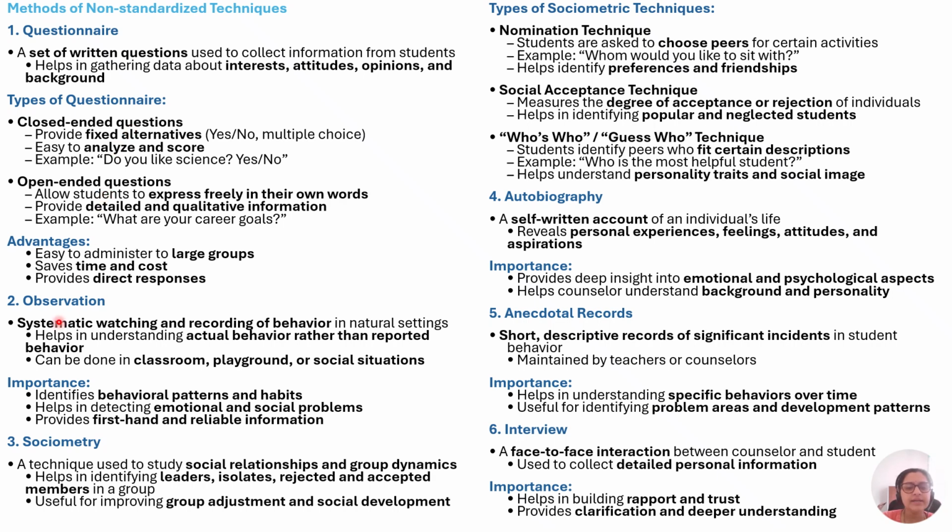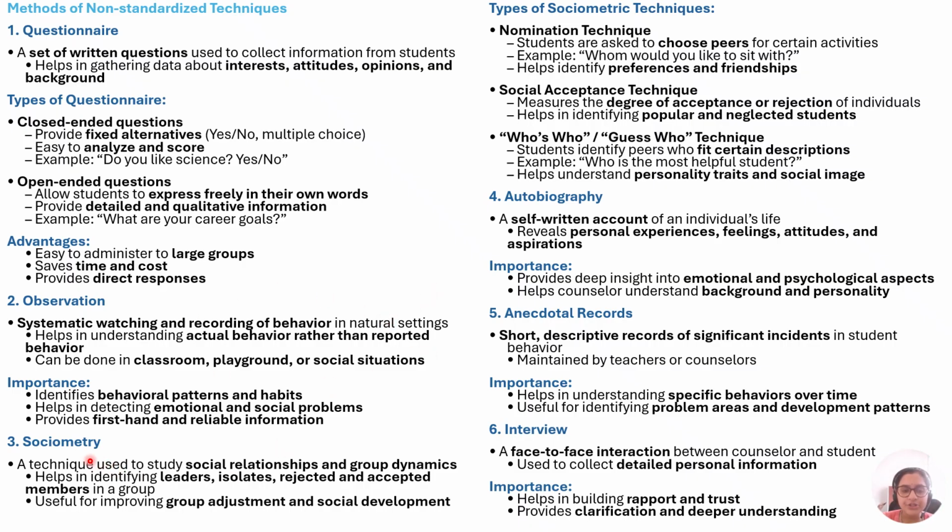The second one is observation techniques. That is systematic watching and recording of behavior in the natural setting, that is, in the environment of the student. They help in understanding the actual behavior of the student rather than the reported behavior. It can be done in the classroom, playground, or social situations, in any informal setting.